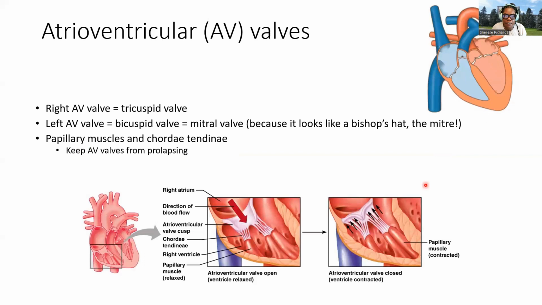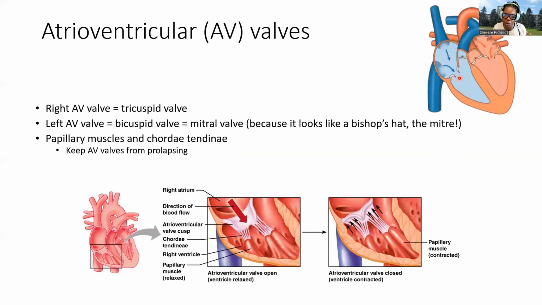Okay, let's think about the function of the AV valves first. We have two AV valves. We have the right AV valve, which is the tricuspid valve. And then we have the left AV valve, which is the bicuspid valve. The bicuspid valve is named after the bishop's hat or the mitre because of its shape. Again, it only has two cusps, unlike the tricuspid valve on the right.